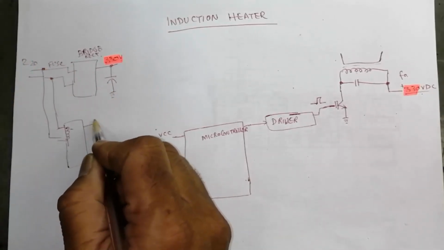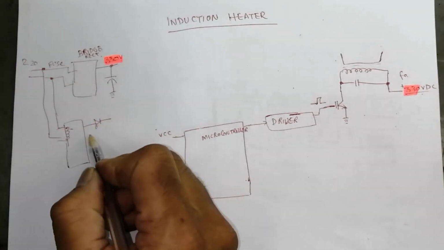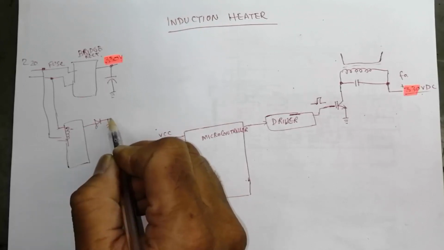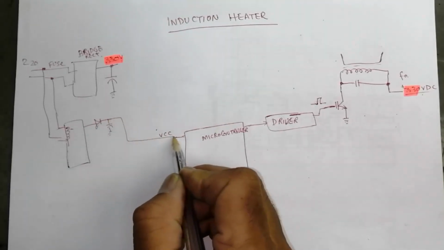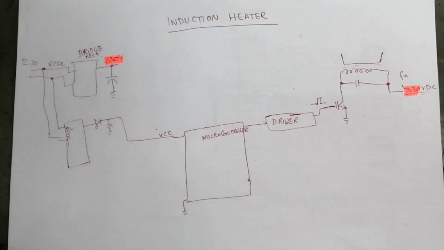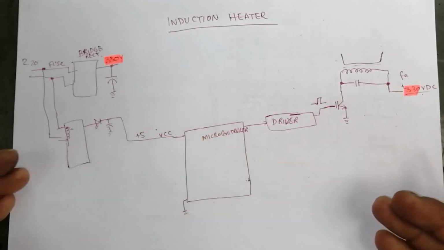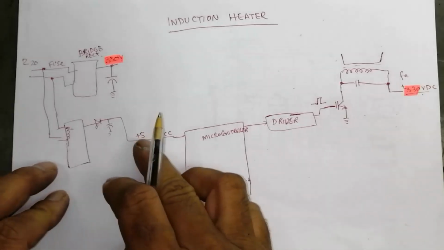Then diode and capacitor, and I will apply this VCC here. Ground is connected here. So this is 5 volt, in most circuits 5 volt is used.